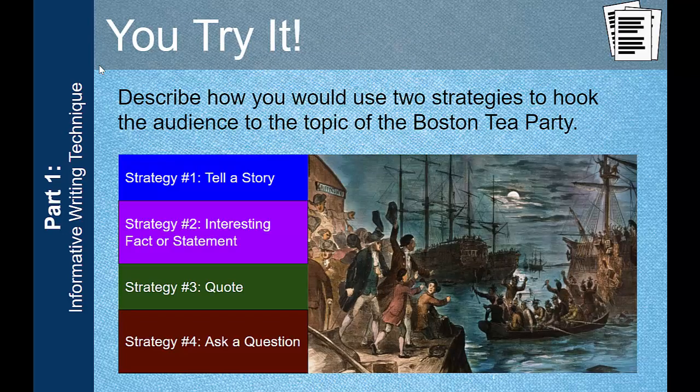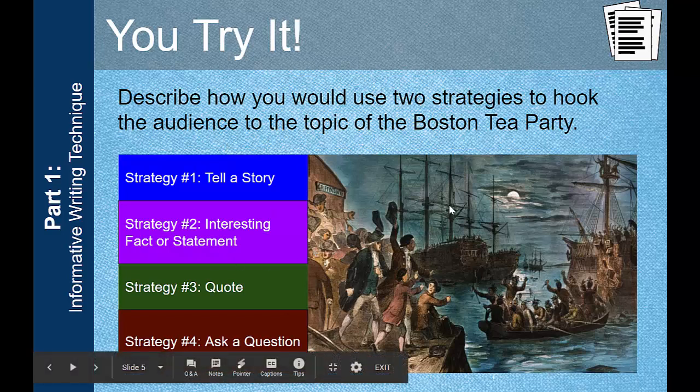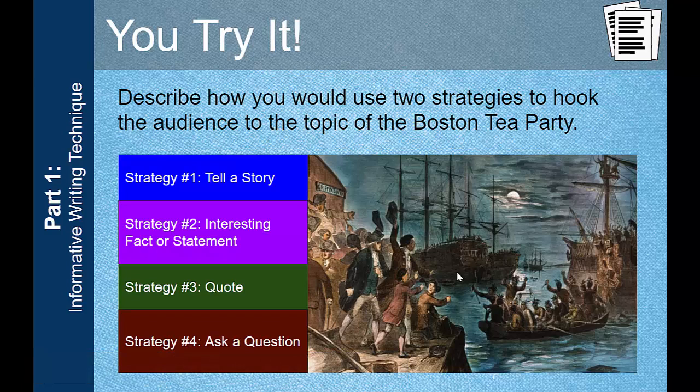So let's give it a try. I would like you to pause, and maybe you don't know a whole lot about the Boston Tea Party. If you need to do a little bit of looking up, you certainly could. But I would like you to think about how you could use 2 strategies from this list here to hook your audience to the topic of the Boston Tea Party. So pause this video until you are able to write a few things down, and then we can continue.